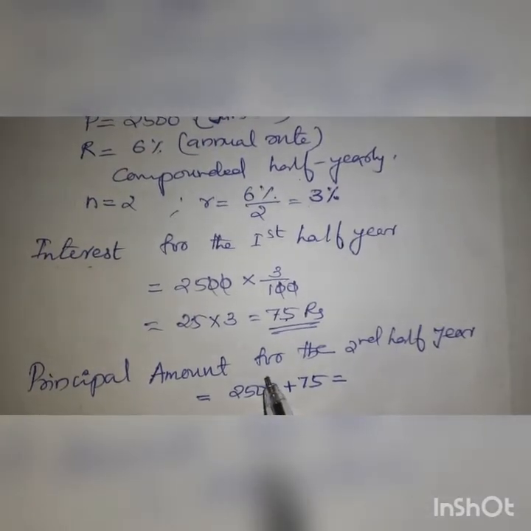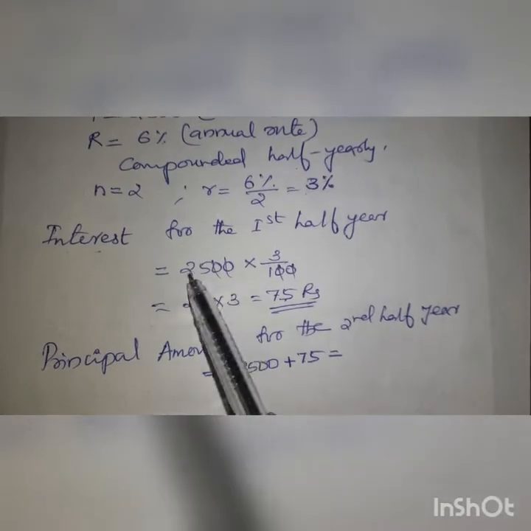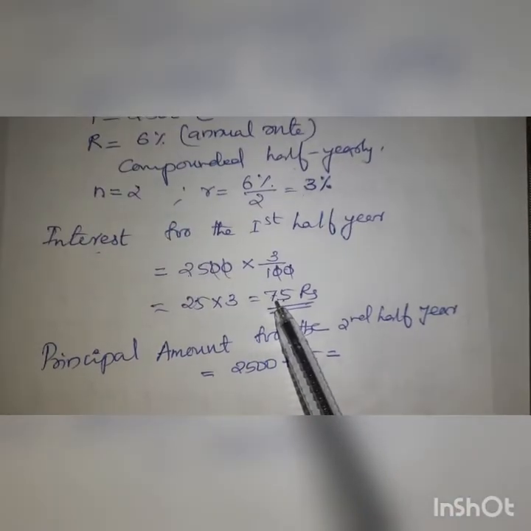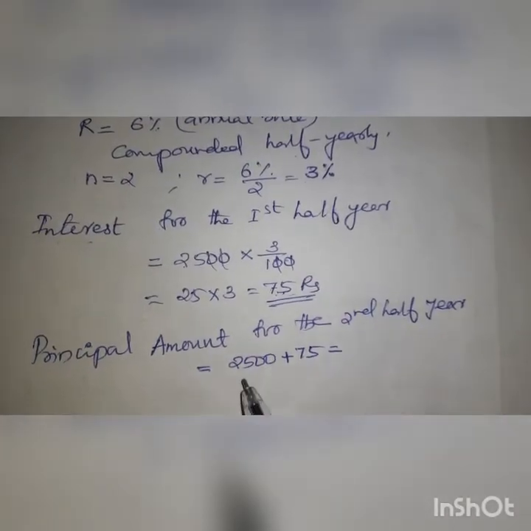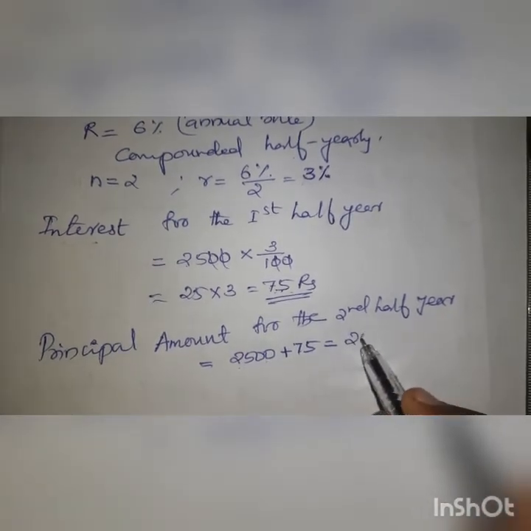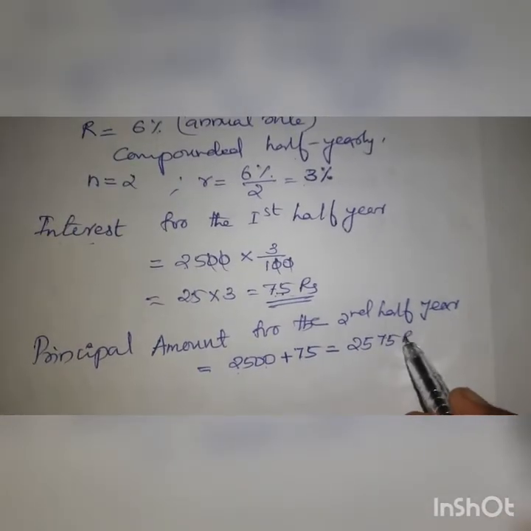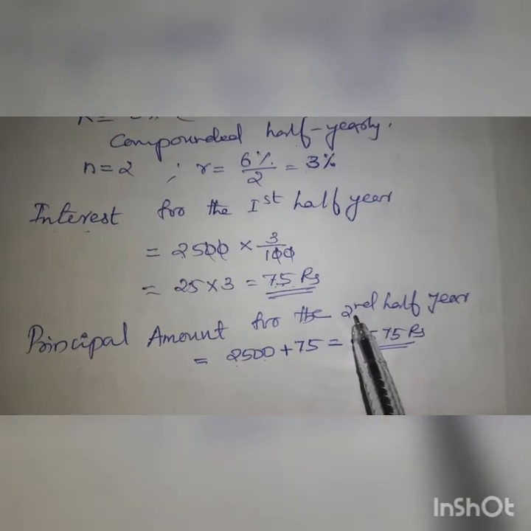So the principal amount for the second half, 1st January 2500 deposited at 3%, so you are getting an interest of 75 rupees. So in the next half, 2500 plus that interest is added, so 2575 rupees as the principal amount for the next half.